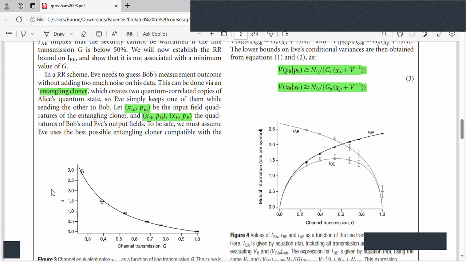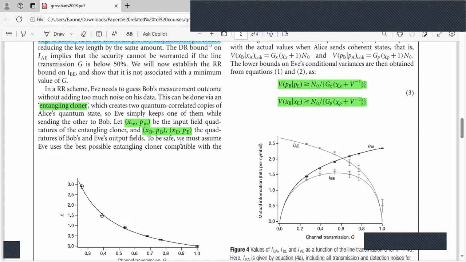The authors have mentioned that the input field quadratures are denoted by x_in and p_in, and the output field quadratures are described by x_B, p_B and x_E, p_E. So one output is allowed to transmit to Bob, and the other output of the beam splitter is taken by Eve for her estimate of the secret key.